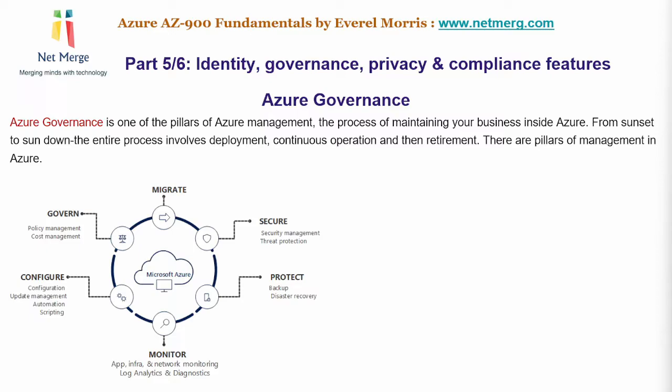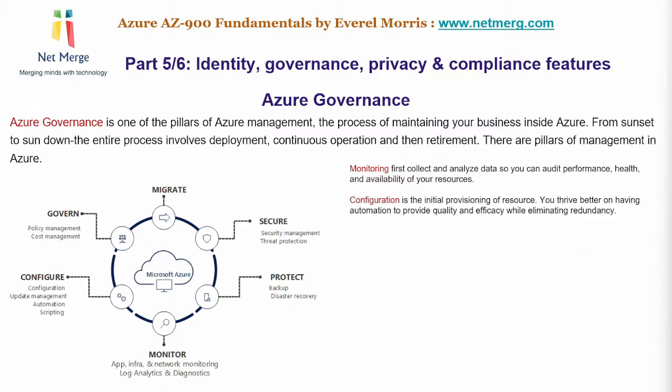So we want to look at these pillars independently. So we start with monitoring. Monitoring first collects and analyzes data so you can audit performance, health, and availability. So we're looking at the overall governance. Configuration is the initial provisioning of resources. You thrive better on having automation to provide quality and efficacy while eliminating redundancies.